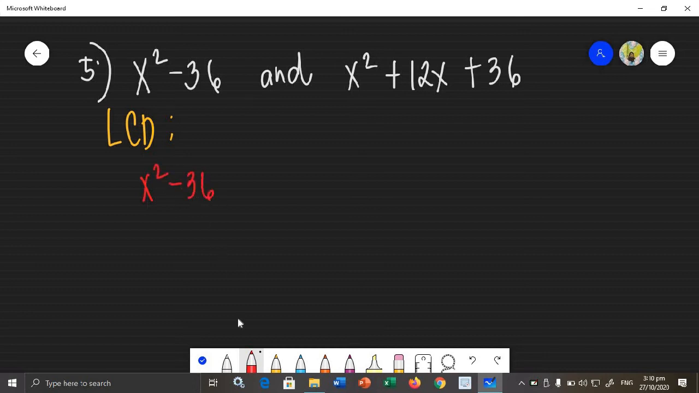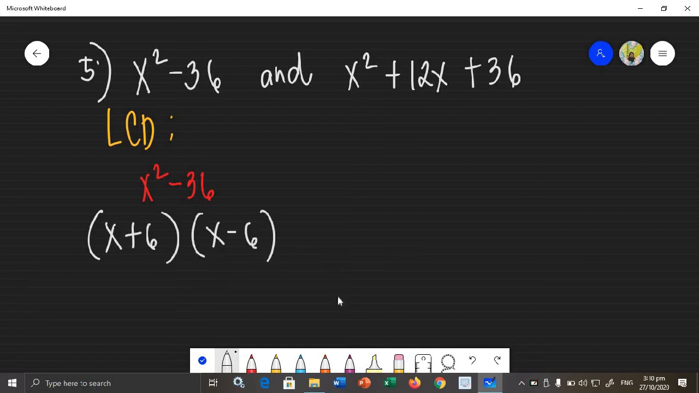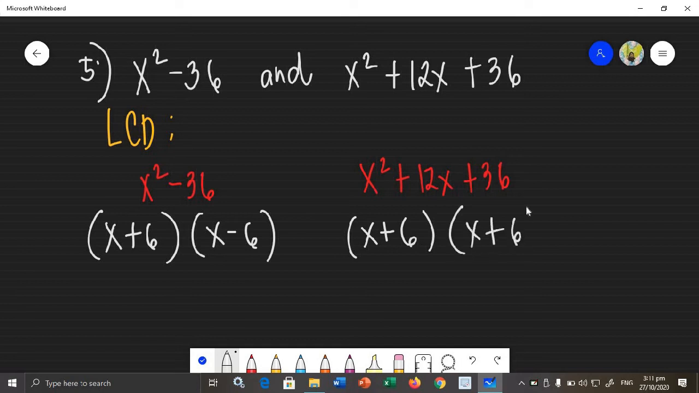we can factor this simply kasi ito din, difference of two squares yan. So the factors are quantity x plus 6 times quantity x minus 6. And then next, the trinomial. So the factors of this trinomial is quantity x plus 6 and quantity x plus 6.